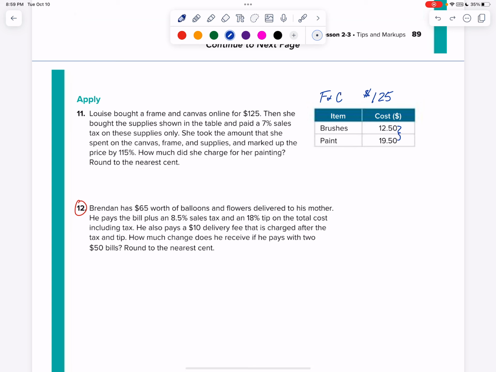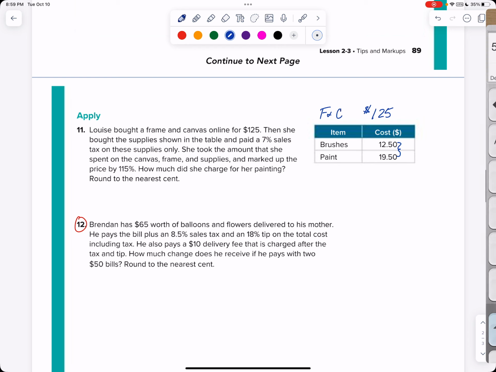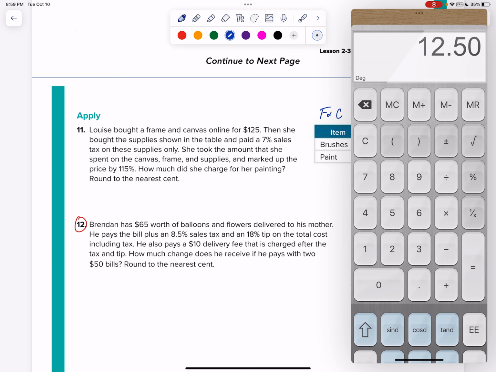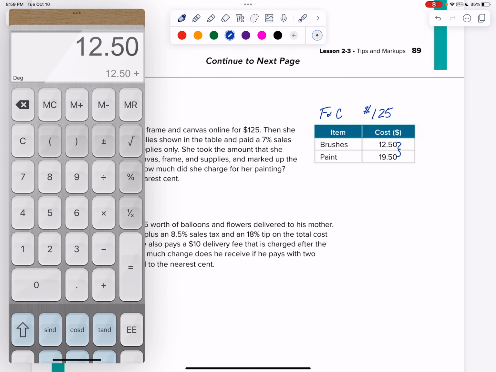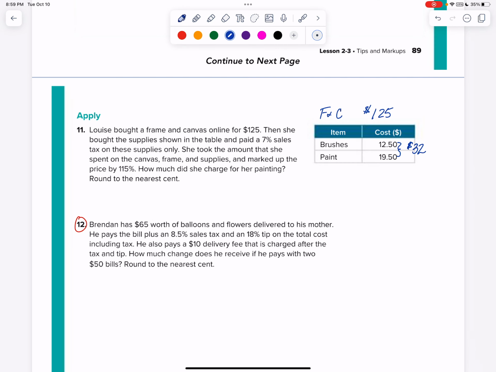Okay, so I'm going to join these together first of all. So we have our $12.50, plus our $19.50. Okay, oh, that's a nice number. So these had a $32 cost to them. Okay, and so this would be our W for right now. Let's figure out how much those supplies would be with the 7% sales tax.